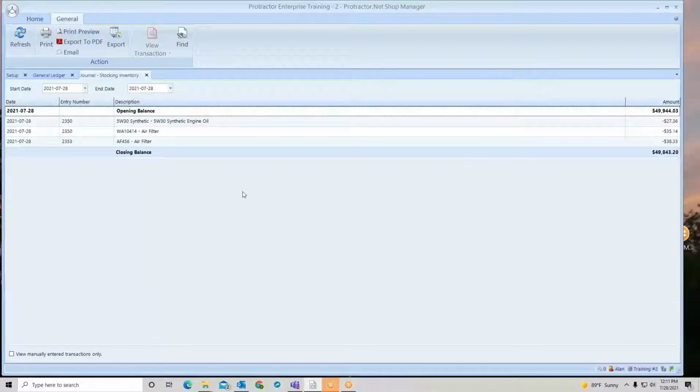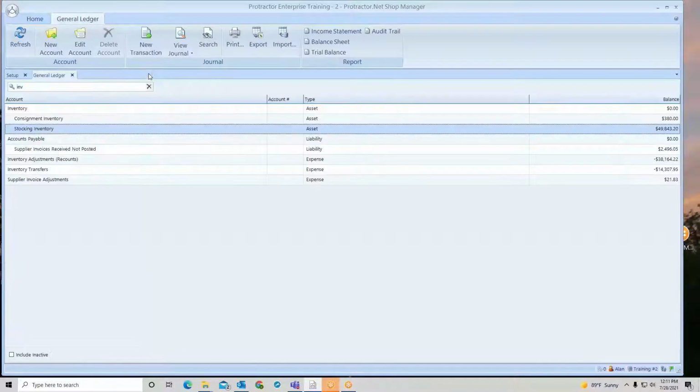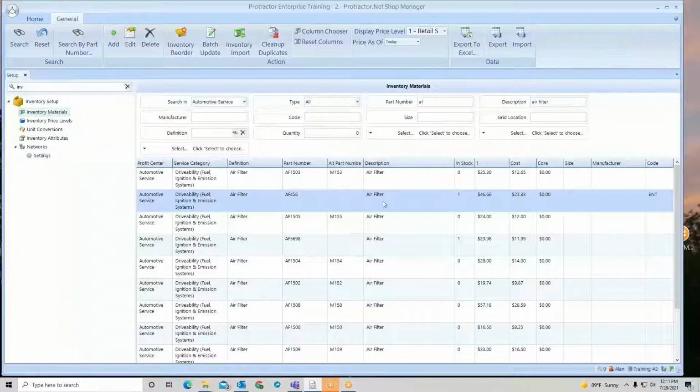So anytime you're doing these adjustments for counting purposes in the inventory, it's always adjusting the recount expense and the inventory asset. Same thing goes if I were to recount it up. It's just the opposite way.